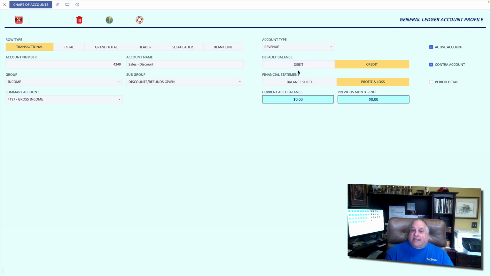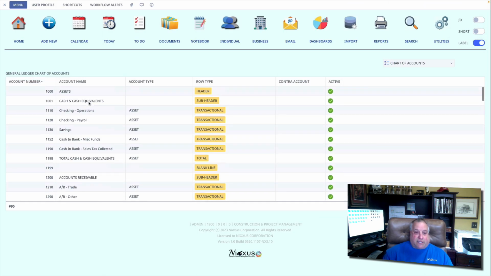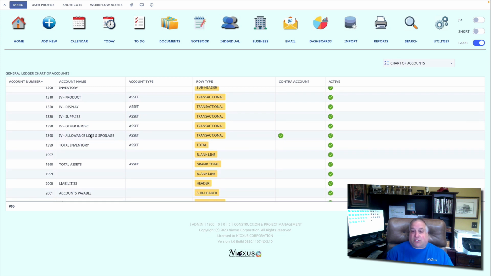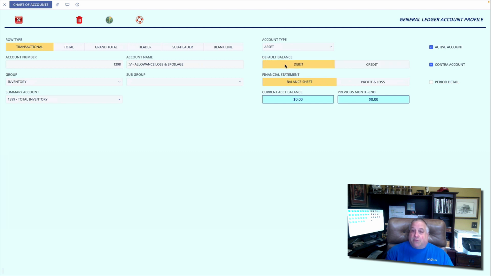So when you want an account to appear as a negative, for example, discounts given is a negative, a reduction of income. Allowance for doubtful accounts is a reduction. It is contrary to accounts receivable. This allowance for loss or spoilage is a reduction of our inventory valuation. It is contrary to valuation of inventory. Therefore, it should normally have a debit balance because inventory is an asset, and assets normally have debit balances, which are positive.